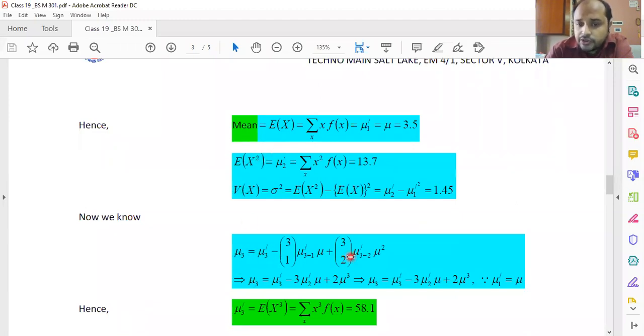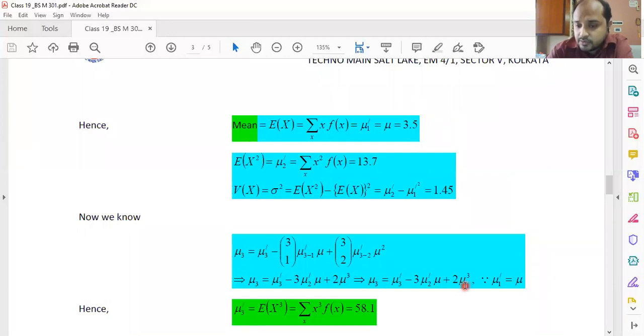Mu3, in mu3 also mu is present. Okay, so mu is already calculated. Now if you put r equal to 3 in the formula, in the theorem, you will find this. So the special case will be this. So mu3 can be expressed in terms of moment about origin in the following manner. So mu3 becomes mu3 prime minus 3 mu2 prime mu plus 2 mu cube.